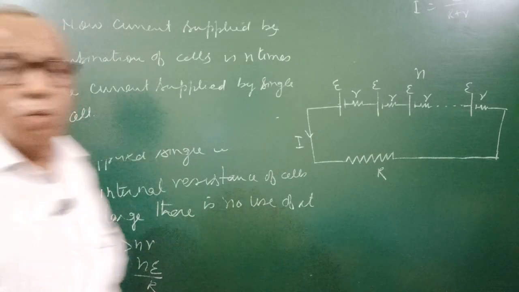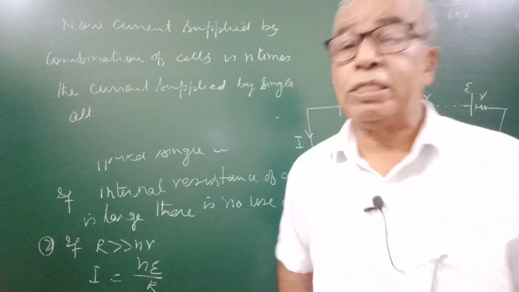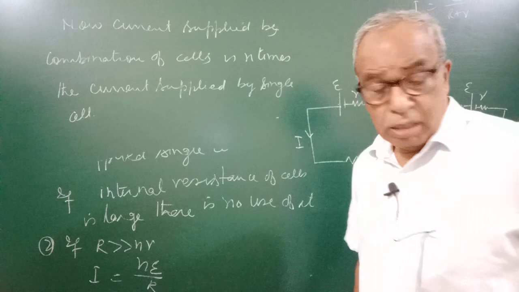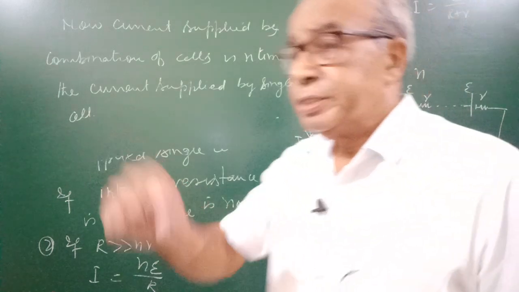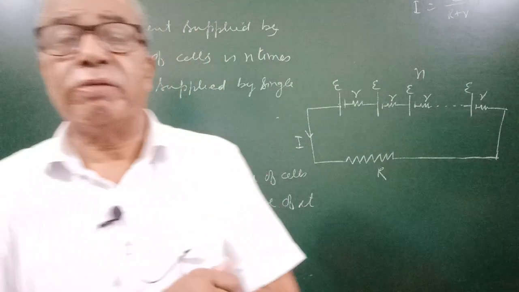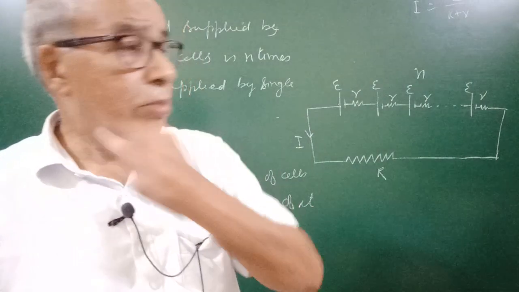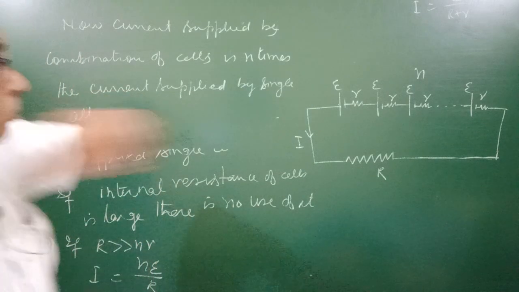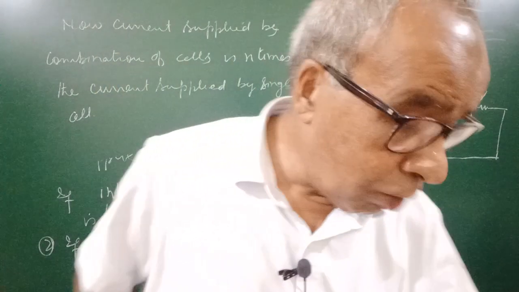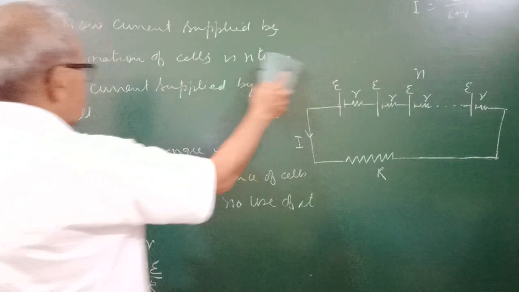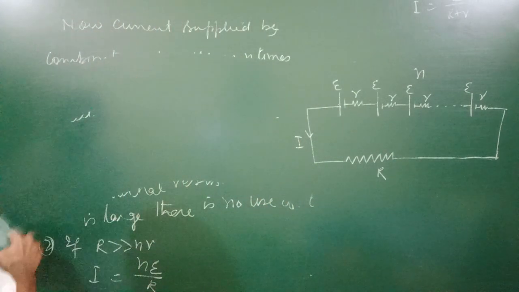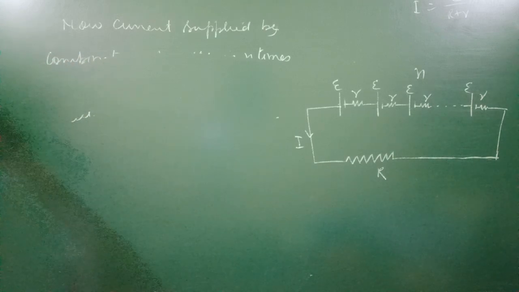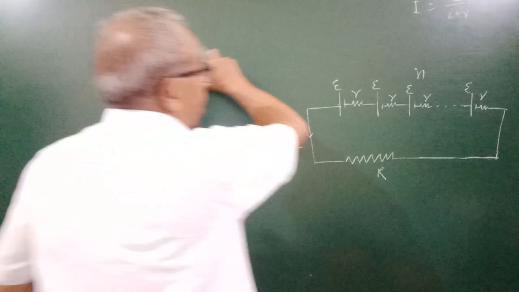So we can get more current by connecting them in series, provided they have low resistance. In your torch, you connect cells in series there, because the filament bulb has high resistance, much higher than the total internal resistance. So we connect cells having low resistance in series to obtain large current. If their resistance is large, then there is no use. I think it is very simple.